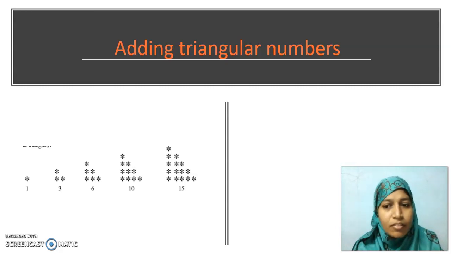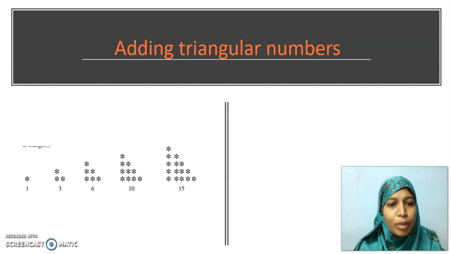See here, 1: only 1 dot or 1 star. If I have 2, can I make a triangle? No, it will be a line. That is a line number. Every number can be represented as a line. But there are a few numbers that can be represented as a triangle. Those numbers are called triangular numbers.